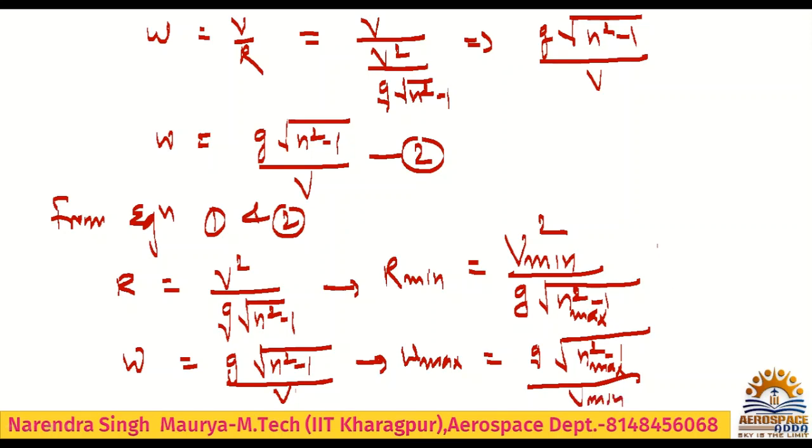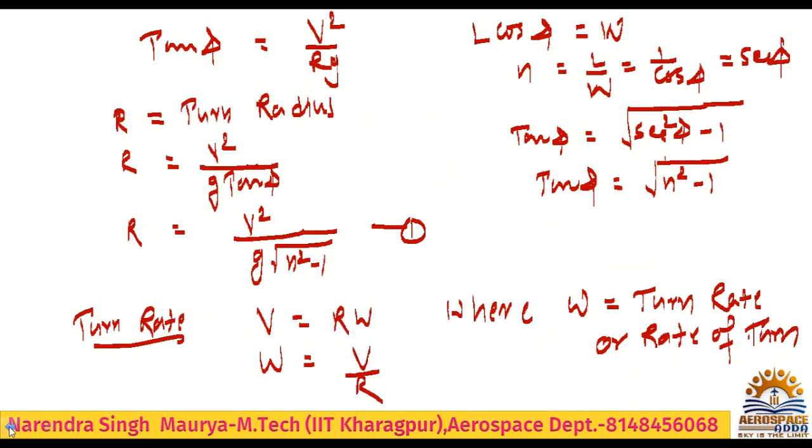What is the one common thing? What is the common thing? Check. For r minimum, velocity should be minimum and load factor should be maximum, and for w max, which is turn rate, n should be max, means load factor should be max and velocity should be min. So the only conclusion you got: velocity should be min and load factor should be max.